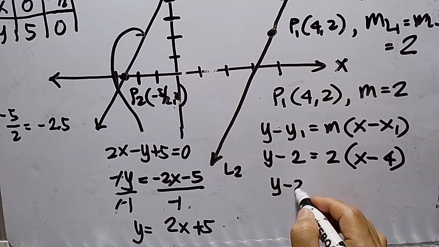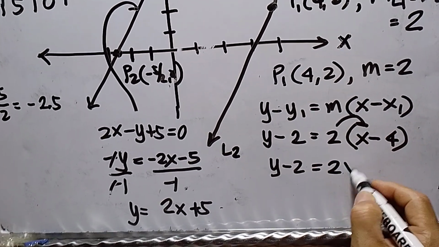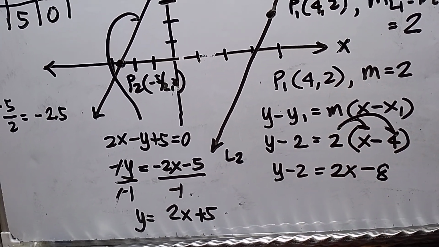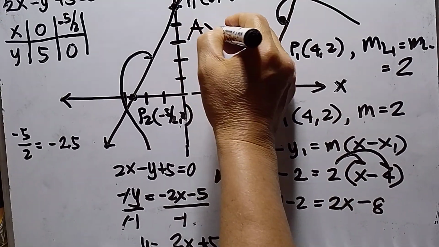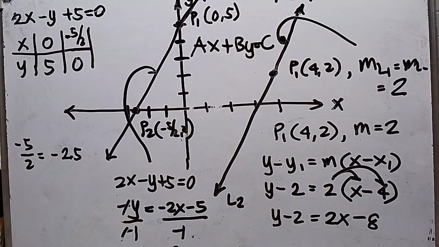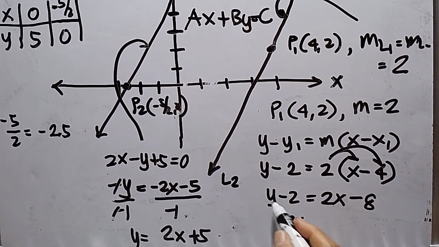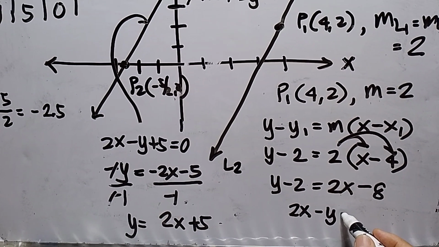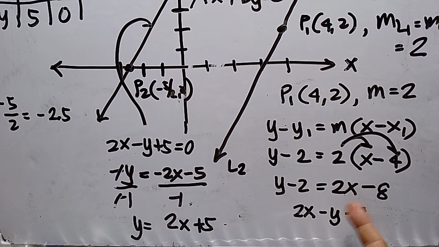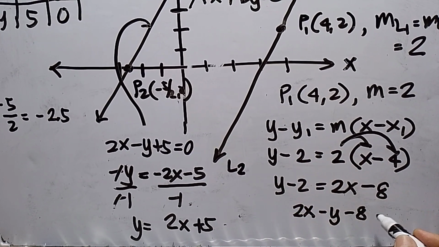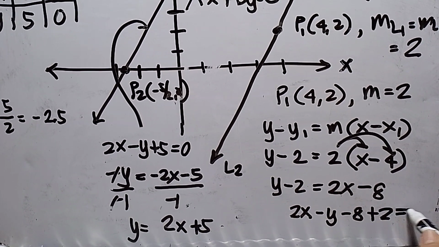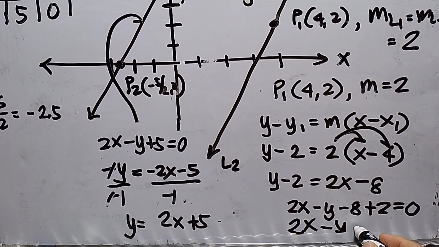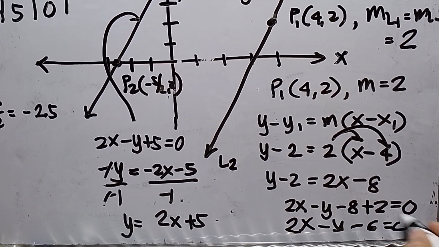So I have y minus 2 is equal to, distributing, 2x, and then positive 2 times negative 4 will be negative 8. Now I need the standard form of a line, ax plus by is equal to c. So this will be 2x, then y will be negative y, and minus 8 remains because it is already on the right side. Then negative 2 will transpose to the right and change to positive 2, and equate to 0. So this will be 2x minus y minus 6 is equal to 0.